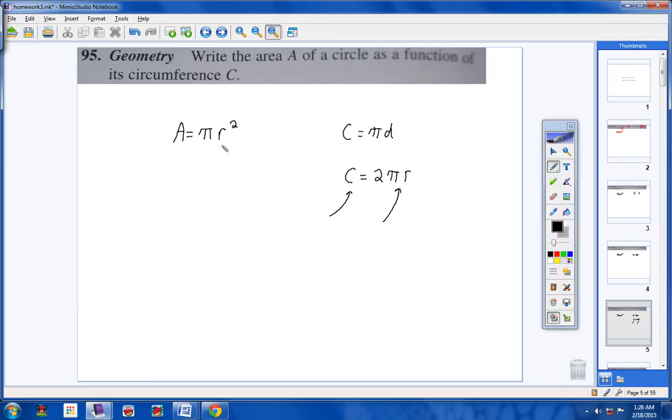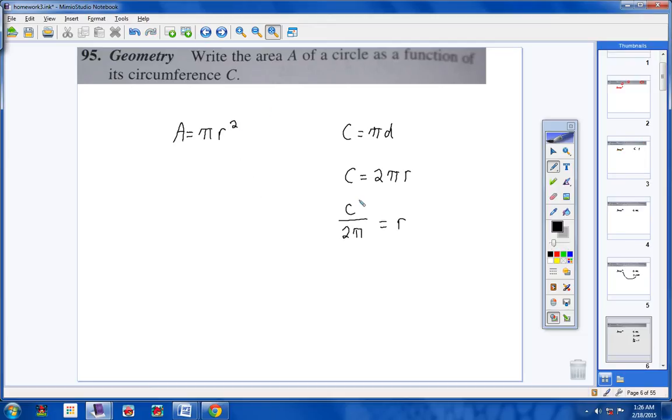Now, what do I want to get rid of over here? R. So if I want to get rid of r, then I better get r all by itself and then substitute something in for r. Okay? So if I get r all by itself, that means I divide both sides by 2 pi. And if I divide both sides by 2 pi, I'm left with this right here. Circumference over 2 pi equals r.